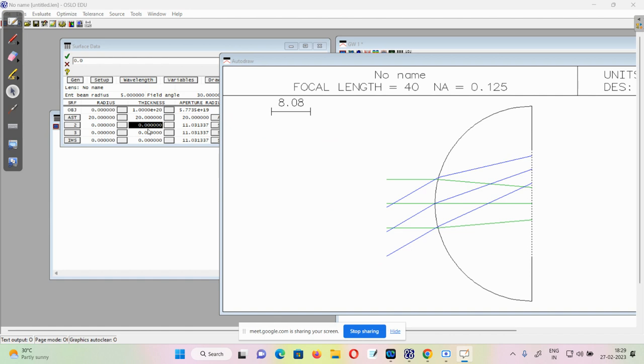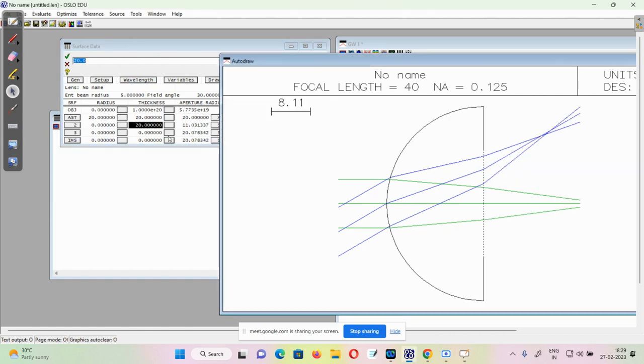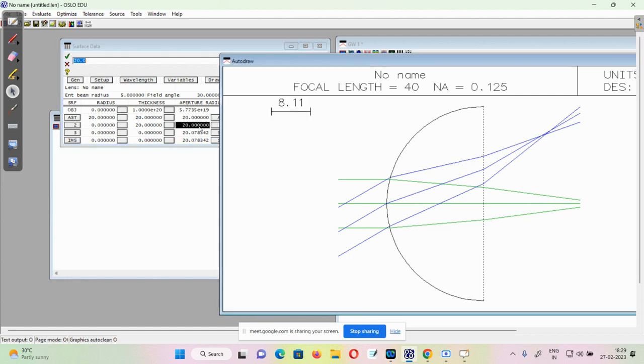So I'll give it. But you can see that now only the aperture is selected this much. That's why it is coming like 11.031. But actually I want a full hemispherical area. So I will put that also 20. Now you can see that the dotted portion is now extended till this much. So this much aperture that we selected.